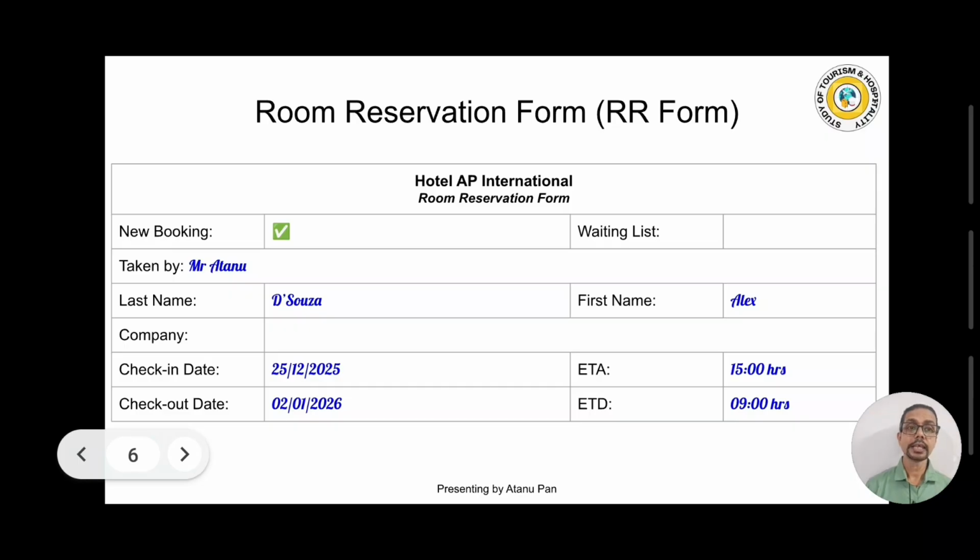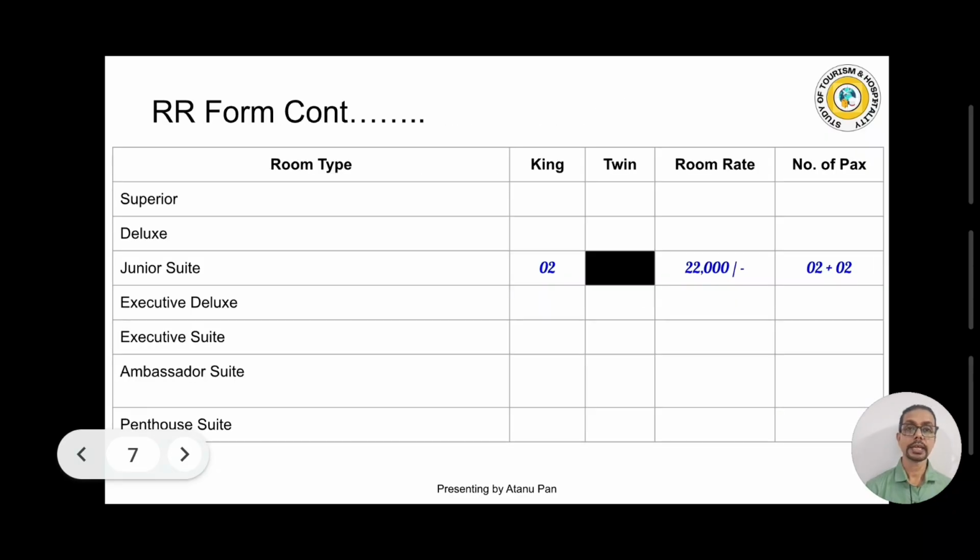Next is ETA. ETA means expected time of arrival. Here the expected time of arrival is 1500 hours. You have to write it this way, not am and pm. We write on the basis of hours. So 1500 hours means 3 p.m. in the afternoon. And expected time of departure, ETD, is 900 hours. It means 9 o'clock in the morning. Okay, let's go to the next part.